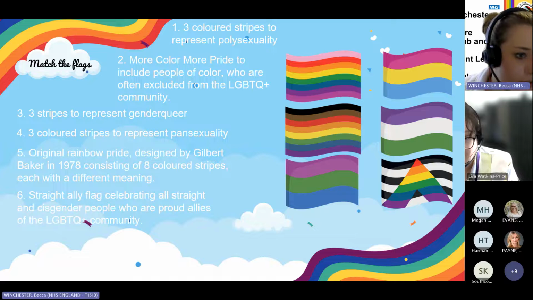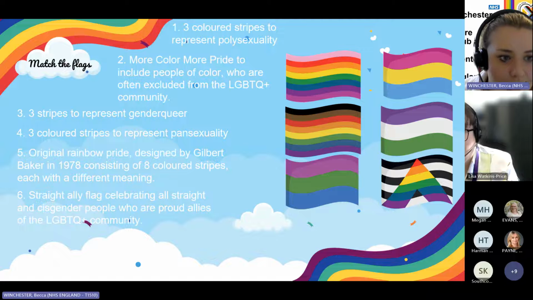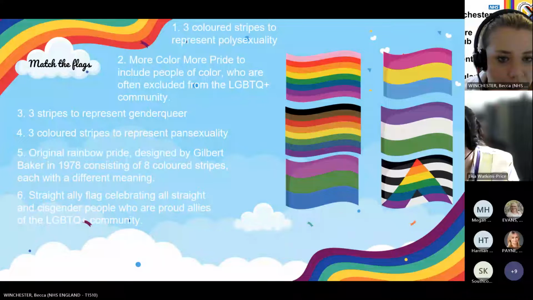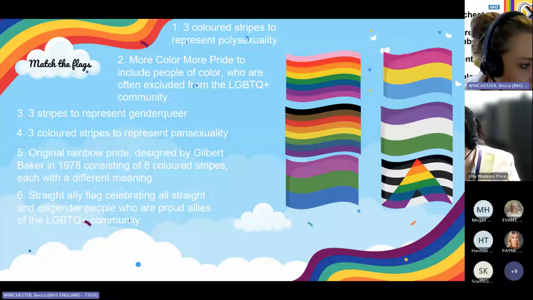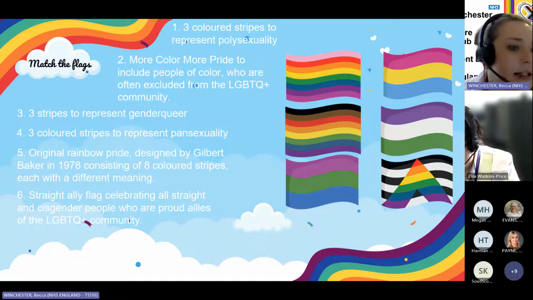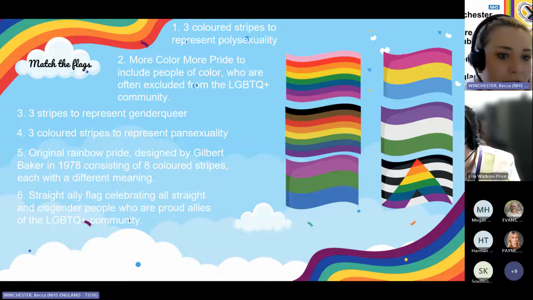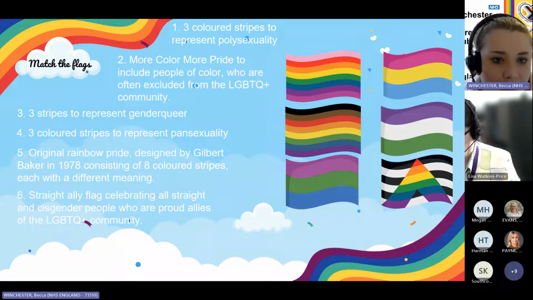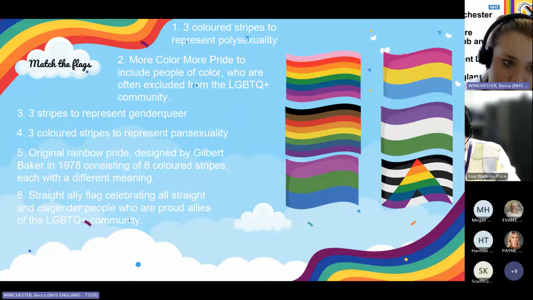And then we've got statement 4, which goes with flag number 2, which is our pink, yellow, and blue stripe for pansexuality. Statement 5 goes with flag number 1, so the very first flag, which was, of course, the very first flag created back in 1978. So that's our 8 coloured stripes of the rainbow.